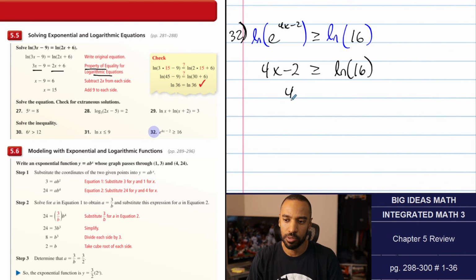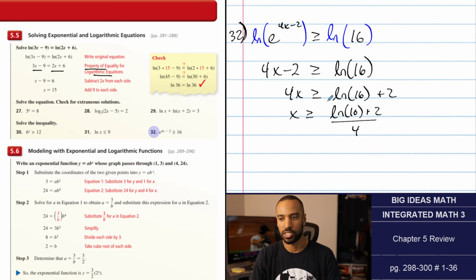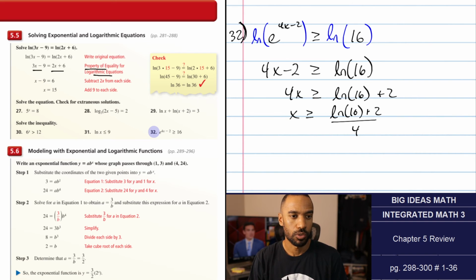I will add 2 to both sides and divide both sides by 4. So plus 2 divided by 4, x is greater than or equal to natural log of 16 plus 2, all divided by 4. There's an exact answer. We didn't divide by a negative, but if you do divide by a negative, the inequality flips. That's something to remind you of.